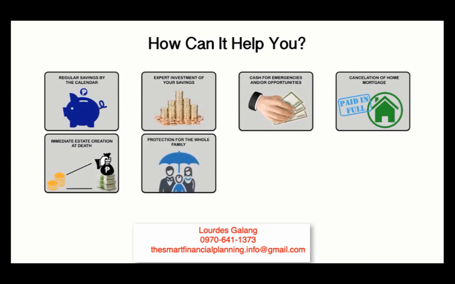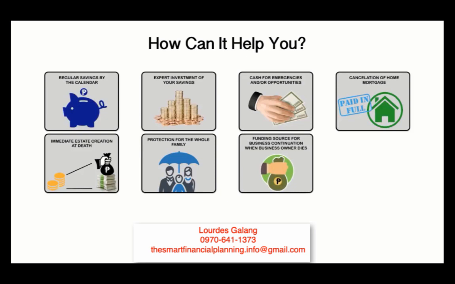Protection for the whole family. Obviously, if you have a life insurance with the VUL plan, if anything happens to you, you know that your family are protected from any financial burden or financial disaster that would strike them because you're no longer there to provide for their needs. And also, it's a funding source for business continuation when business owner dies.